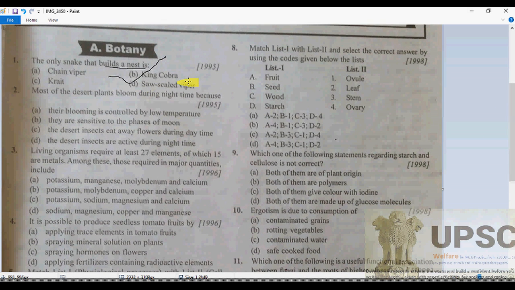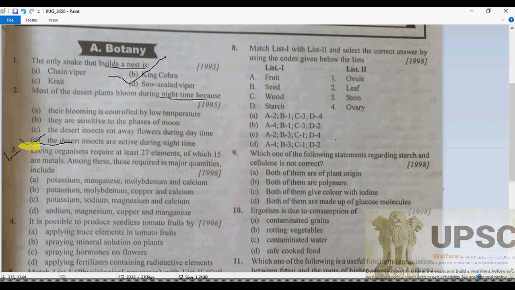Most of the desert plants bloom during the night time. D will be the answer here, because desert insects are active during the night time. Why is it so? As we know, the temperature of the desert ecosystem is always high, so the night temperature is also favorable for the flower, and it's a very suitable time for pollination in flowers. So that can be the answer here, of course.